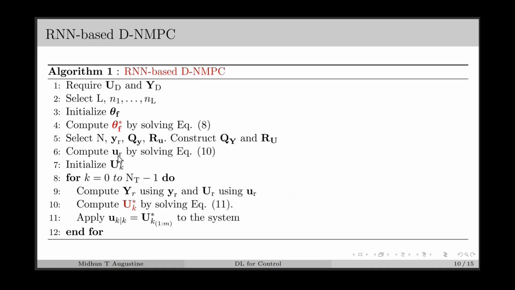Once we know the control reference and output reference, we can define the output reference sequence Y_R and the control reference sequence U_R. And then we can solve for the optimal control sequence U_k star by solving the optimization problem in the previous slide. We apply only the first element of the control sequence, denoted by u_{k|k}, and this will be applied to the system at the current instant. And this will repeat for each time instant until the end of the simulation time.